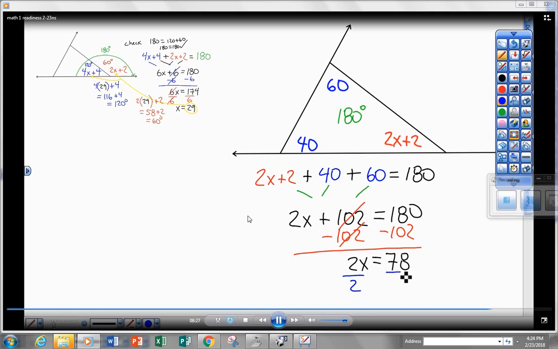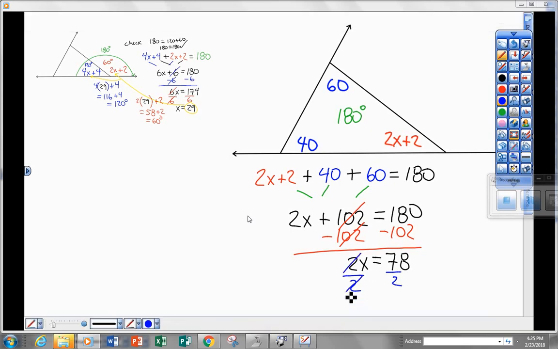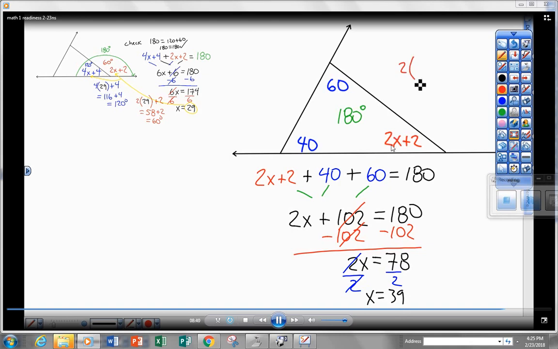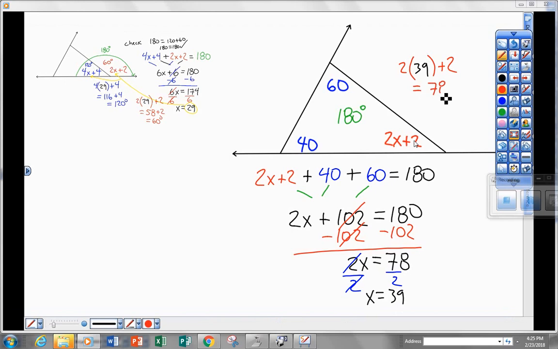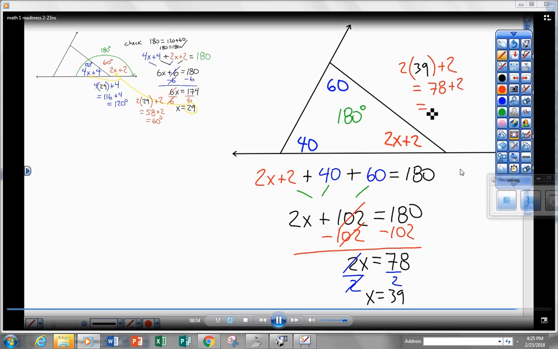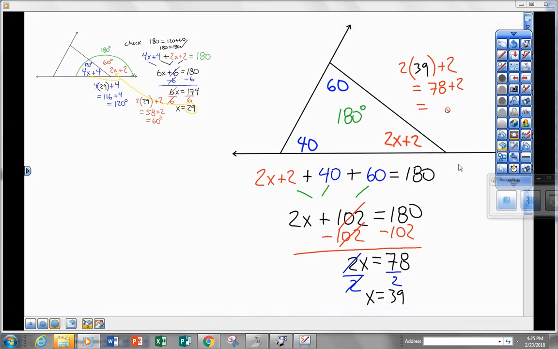Divide both sides by 2. And that gives me x equals 39. And of course, that's not the answer for the angle. I take that and plug that in the red expression. So 2 times 39 plus 2 gives me, I believe, 78 plus 2, which is 80. Not 180, just plain old 80.